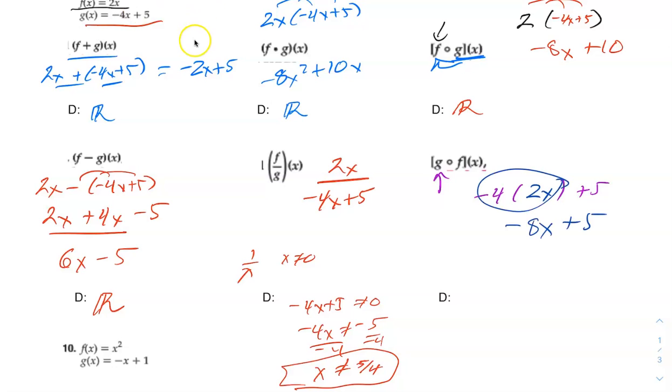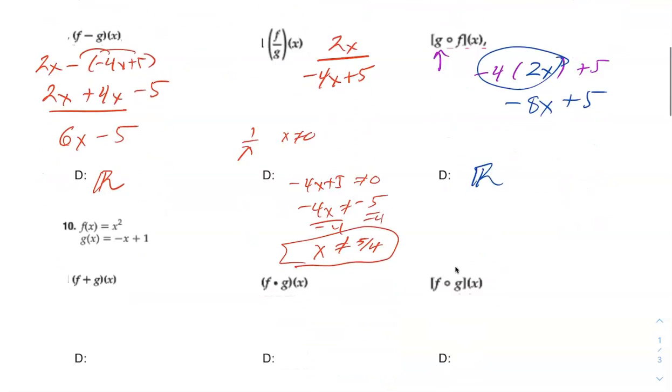So notice how these two are not the same answer. f of g of x and g of f of x, totally different. Not totally, but different. And then my domain, well, I don't have a fraction like I had here, so all real numbers. There we go. So that's the second one.